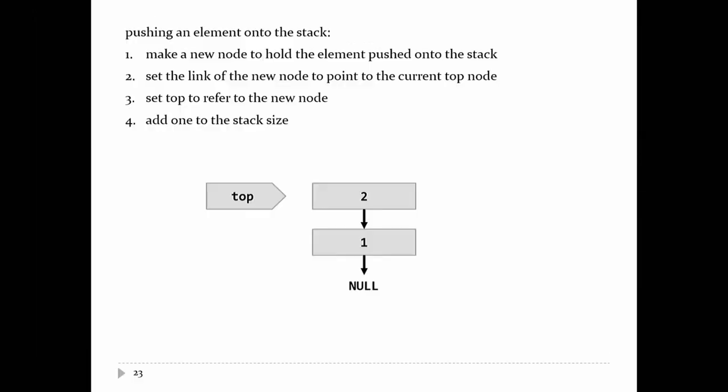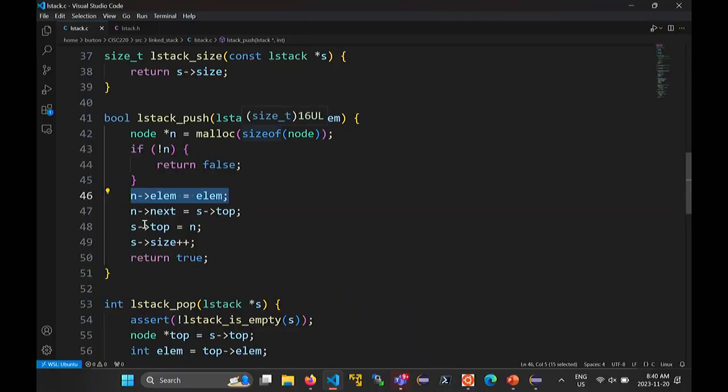Step 3, I think, is set top to refer to the new node. So set top to refer to the new node. Update the size, and then return true to indicate that we successfully pushed an element onto the stack.